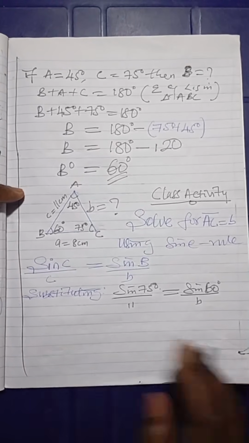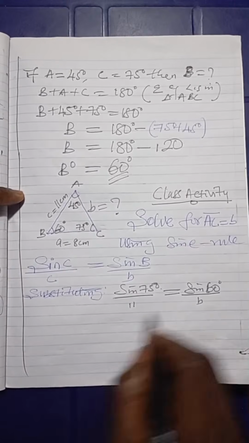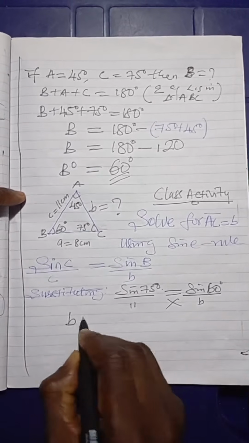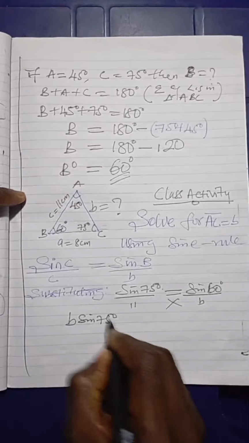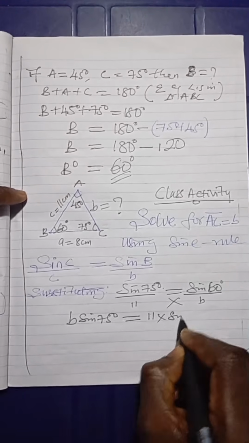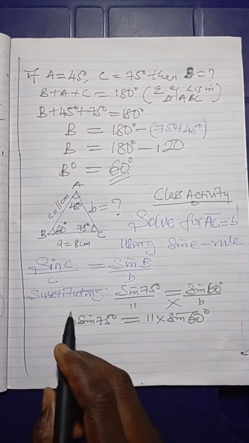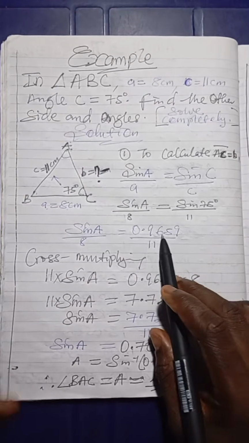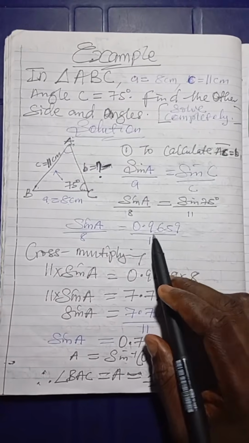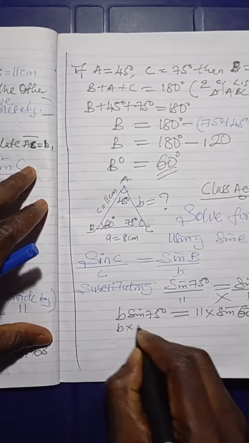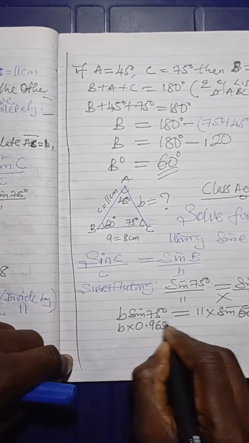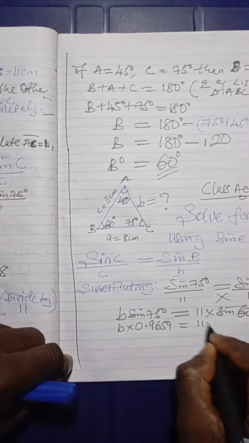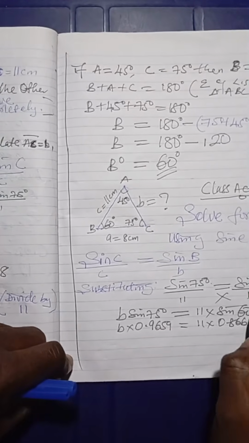Now cross multiply. I will have b sine 75 is equal to 11 multiplied by sine 60 degrees. Already we have found sine 75 to be 0.9659. So I will have b times 0.9659 is equal to 11 times 0.8660.